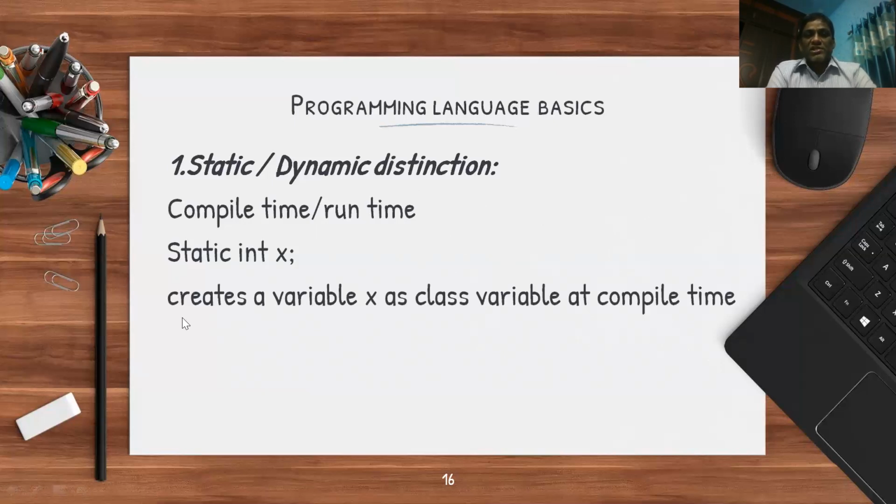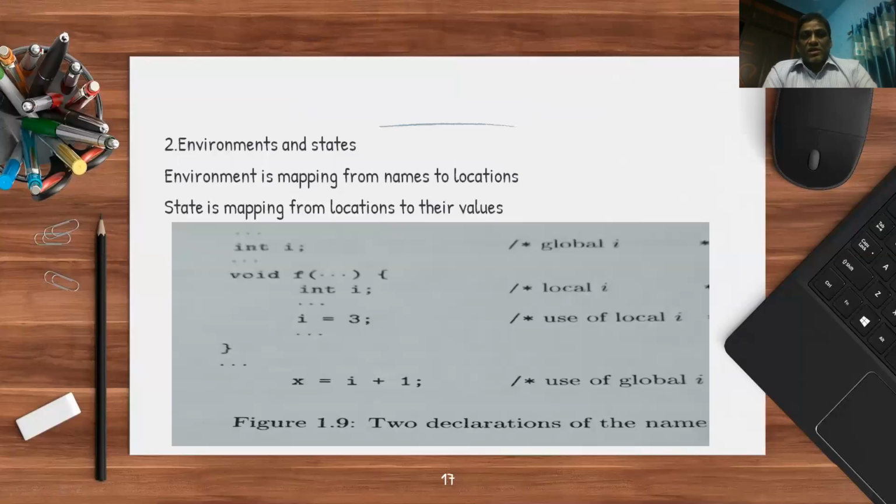So dynamically it is created, not at compile time. Okay, so this is the first difference you need to understand. And the second difference is environments and states. What does an environment mean? Environment is a mapping from names to locations.